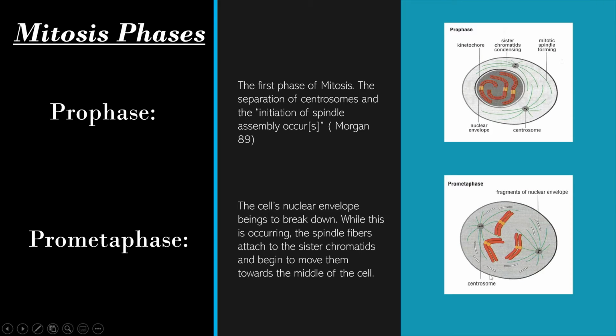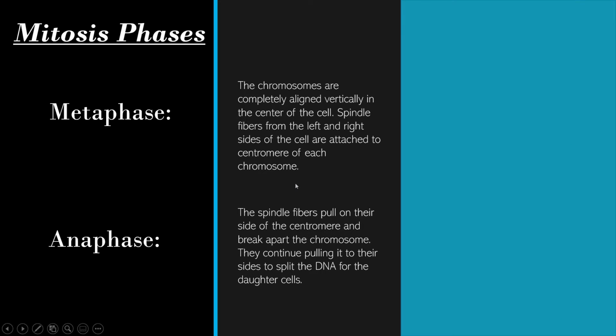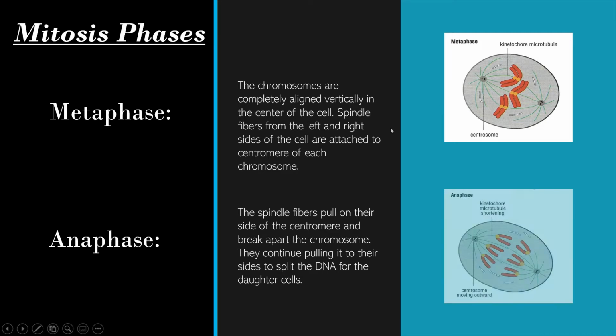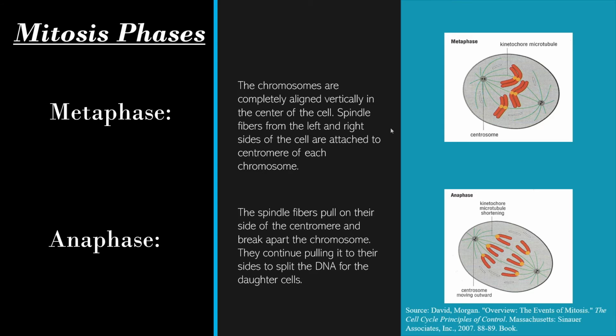And here's a picture. It shows the little spindle fibers reaching towards the centromeres, and it's showing the forming up there. So metaphase, this is where they align in the middle, and the spindle fibers each attach to one of the centromeres from the left side and the right side. And in anaphase, they pull back towards the centrosomes, and they separate the sister chromatids, and this leads to the genetic DNA that will be in the daughter cells.